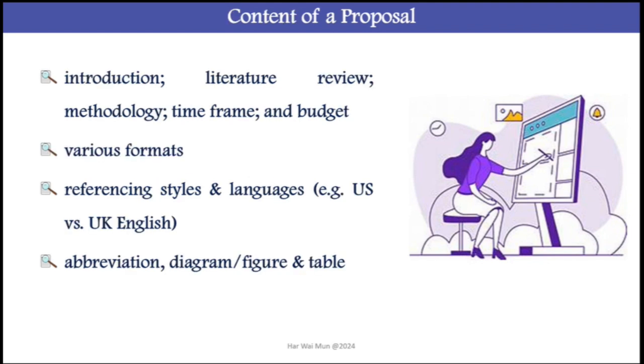Okay. Now, the common content of a proposal. Of course, a proposal usually will include only what we call chapter 1, chapter 2, and chapter 3. Introduction: here the important points are the issue and the objective, right? And this issue and objective have to be consistent with the institution's.